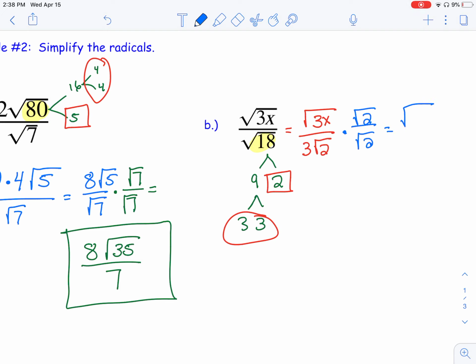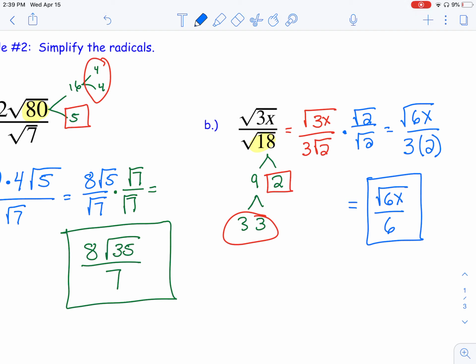The top will give me square root of 6x. The bottom is going to give me 3 times radical 2 times radical 2 is radical 4, which is 2. So I get a 2. So my final answer is square root 6x over 6. And I'm completely simplified. I can't cancel those 6's because one's under a radical. Square root of 6 is a different value than 6. So I can't simplify anything on the bottom with the top unless they were both under a radical.